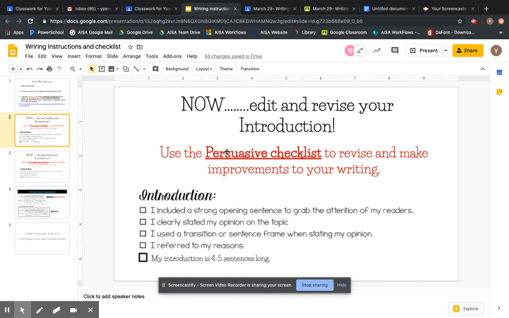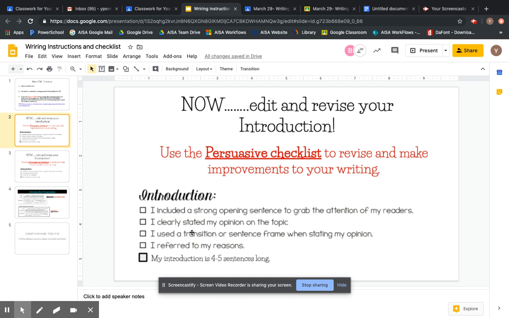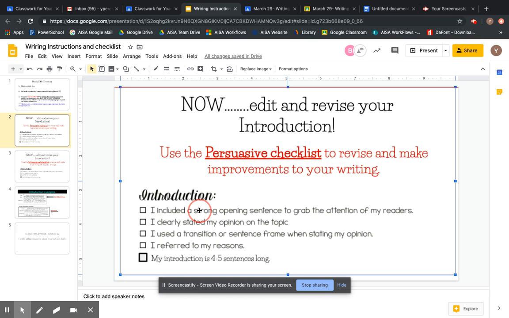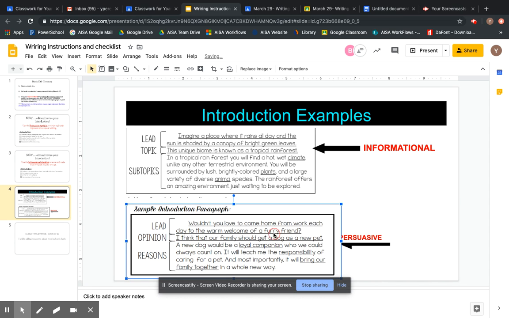You're doing the exact same thing. So this is the same for everybody. The only difference is when you're going through your checklist, you're going to start exactly the same by copying the hook. You're going to state your opinion. So yesterday, I had you create your opinion sentence as well if you were doing persuasive. So this person says, opinion: I think that our family should get a dog as a new pet. I could write, I believe that everyone should wear coral reef safe sunscreen or not wear sunscreen at all when they go into the ocean to protect our coral reefs.